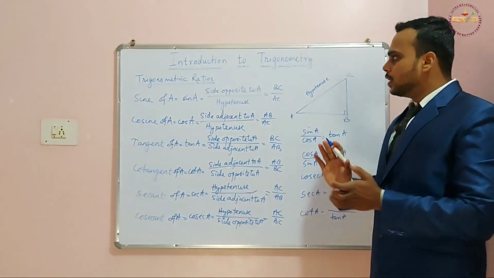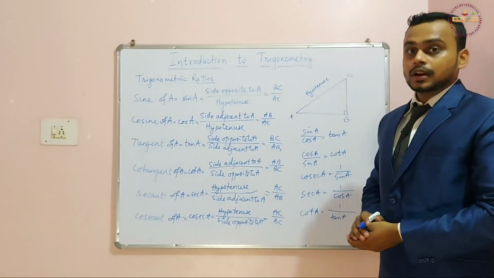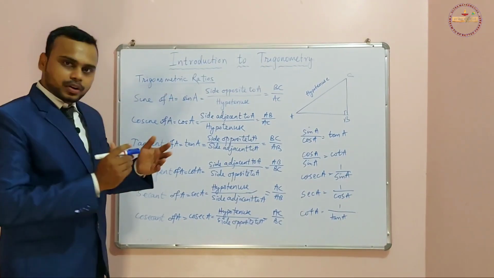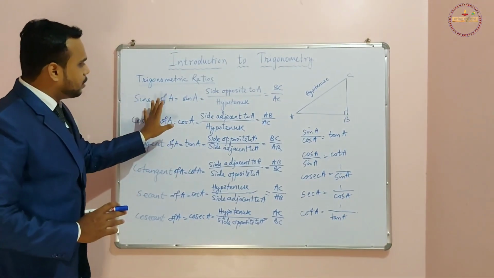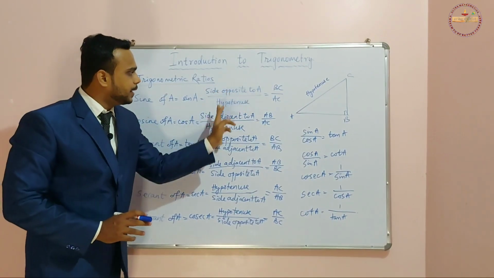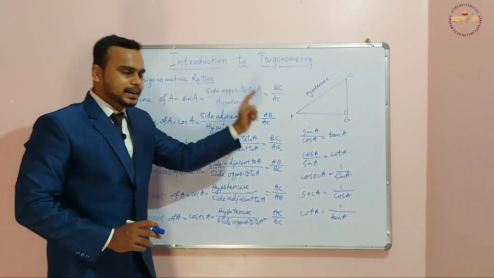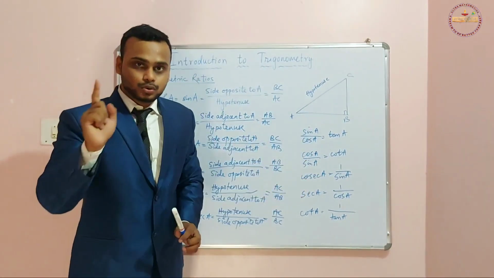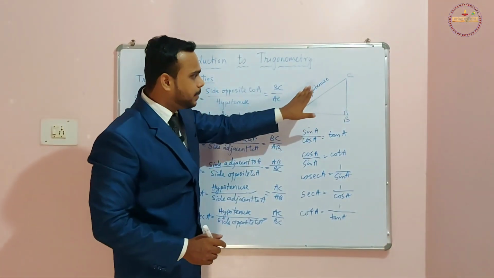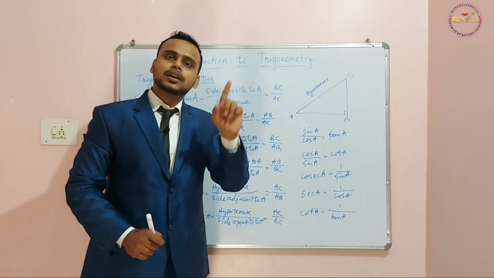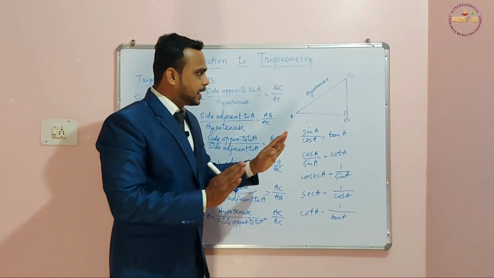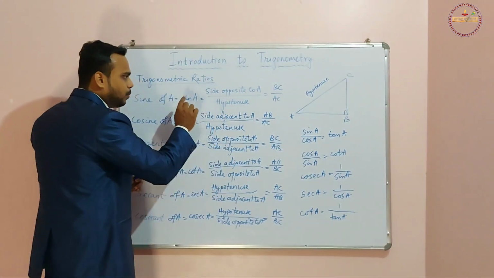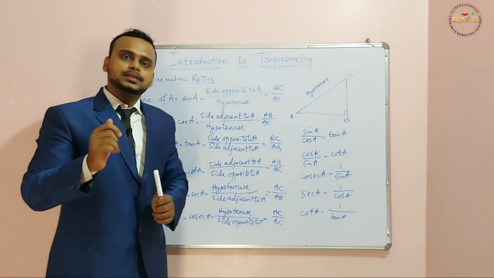So this is all about the trigonometric ratios. Now there are some very interesting results. See, the sine of an angle is equal to the side opposite to A divided by the hypotenuse. In a right angle triangle, the hypotenuse is the longest side. So any side divided by hypotenuse is always less than or equal to 1. So both sin A and cos A will be less than or equal to 1.